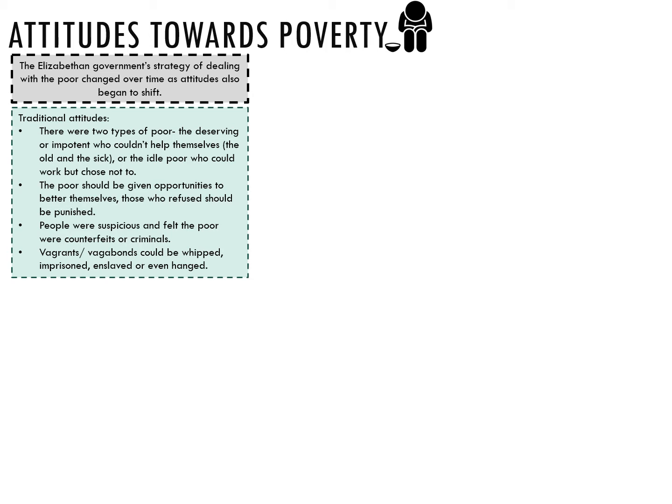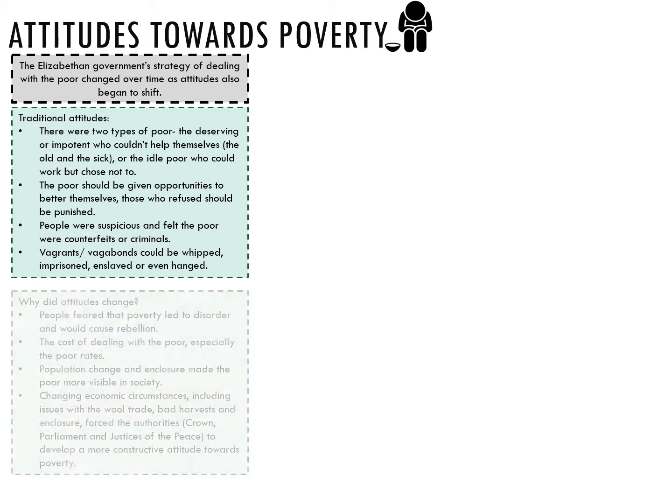And it was felt that the poor should be given every opportunity to better themselves. Those who refused to do so should therefore be punished. Many Elizabethans remained suspicious of the poor and demonised them as counterfeits and criminals. Vagrants and vagabonds who deceived or threatened the public were dealt with severely, and they could be whipped, imprisoned, enslaved, or even hanged if caught begging.